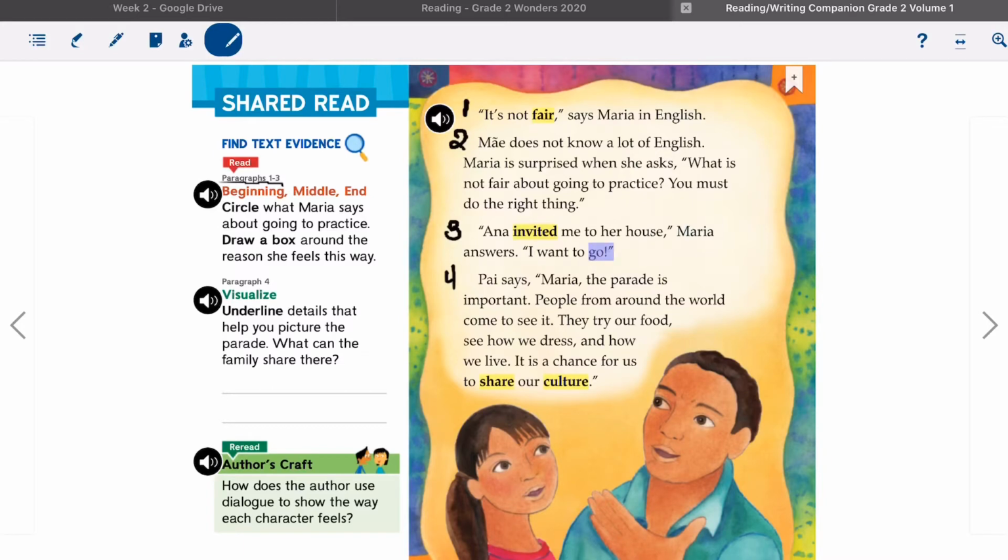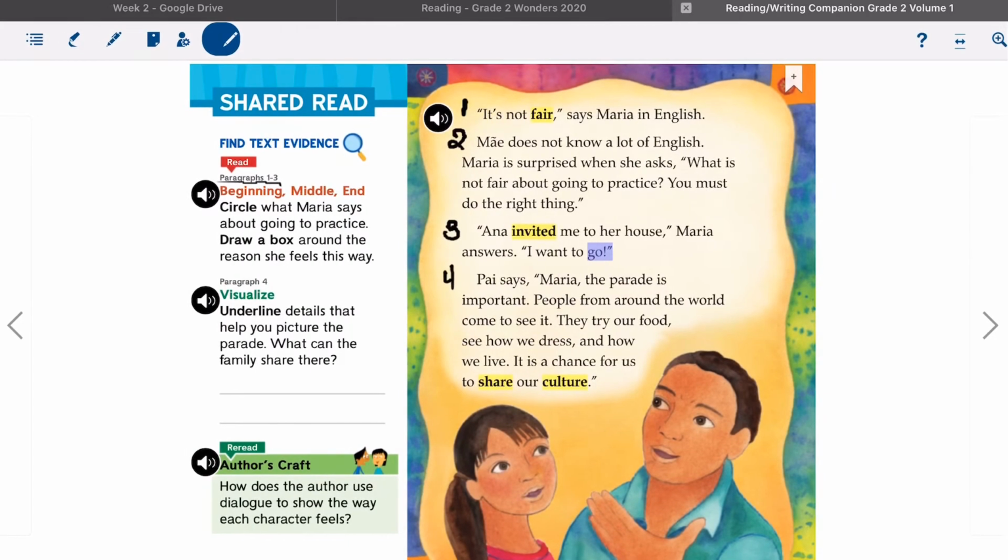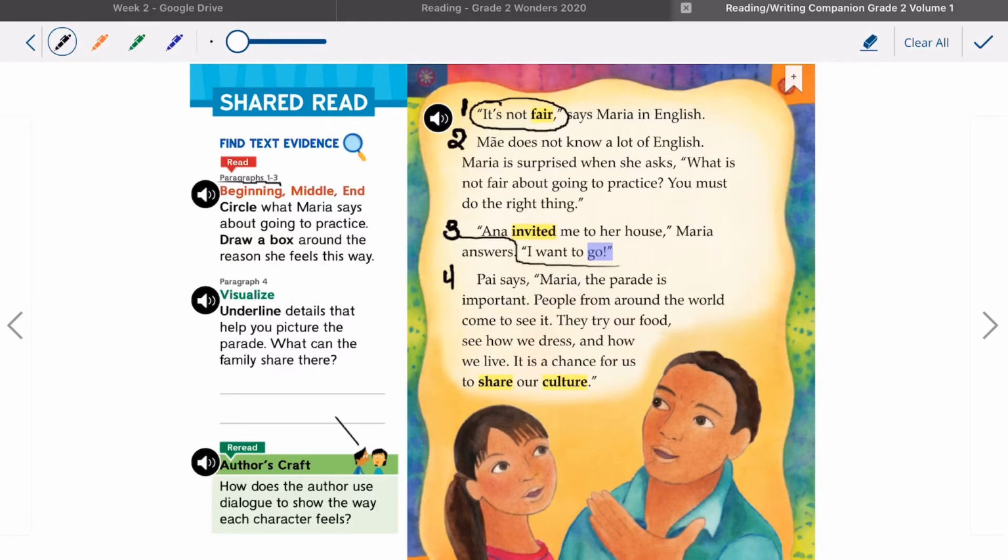I want to go. So that's the end of paragraph 3. What does she say about going to practice? Remember, we want to know what Maria says. That's right. She starts off by telling us how it's not fair. Boy, that's a common thing kids say. And why does she think it's not fair? Well, Anna invited her to her house, and Maria wants to go. And I made that funny kind of box because I think both parts are important. She wants to go to Anna's house because she was invited.